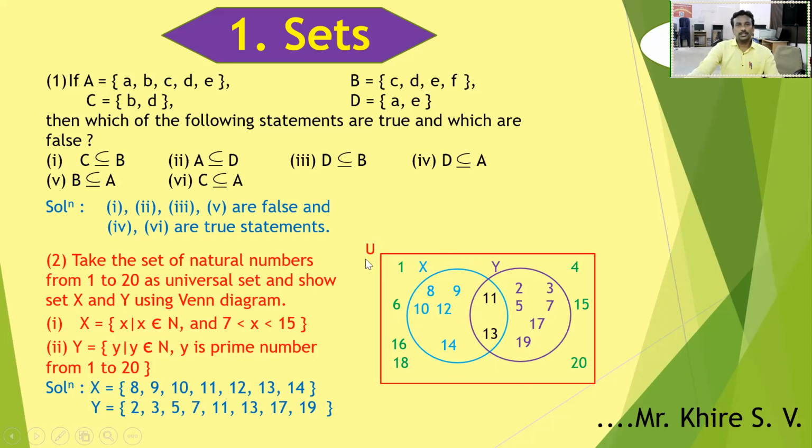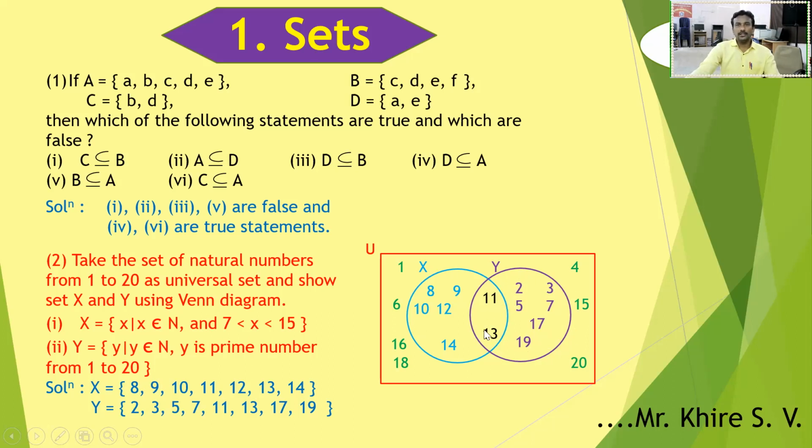U means universal set. Rectangle is a universal set. In the universal set all elements are there. Now X is the first set. In set X there are some elements: 8, 9, 10, 11, 12, 13 and 14. These are in a circle. Sky blue color circle is set X. Now set Y. Set Y contains 2, 3, 5, 7, 11, 13, 17 and 19. These are the elements in set Y which are in the purple circle.